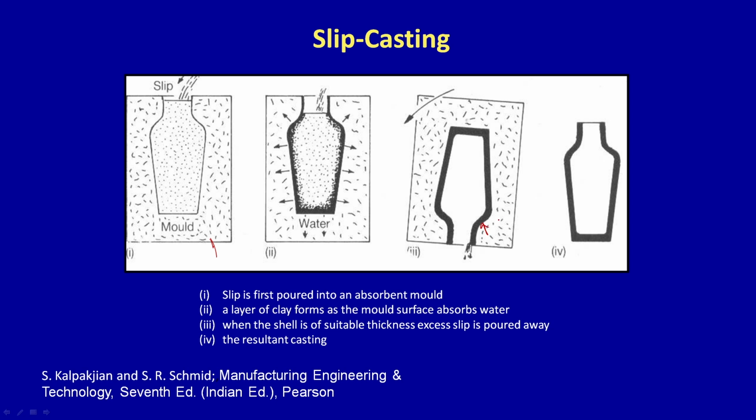And then when the shell is of suitable thickness, the excess slip is poured away. Basically it is turned upside down, so whatever excess is there is thrown out. So you have to allow this slurry to form some kind of shell of suitable thickness. That is what is important. And then once it is formed, you take it out, heat it up, make it harder. Simple process, and then you get the mold. You can pour the liquid inside it and get the casting. Very simple, right? This is called the slip casting process, because this slurry is called slip.